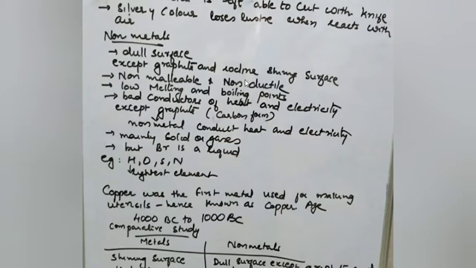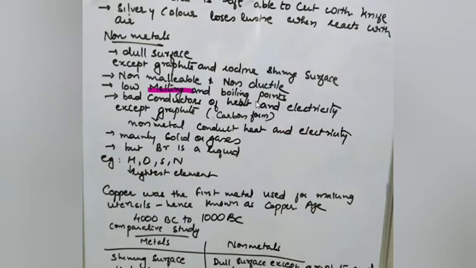Non-malleable and ductile. This property we had already studied. So non-metals are not malleable and ductile, not able to spread into thin sheets or wires, and they have low melting and boiling points, and are bad conductors. So what are the properties that are given in the metals? The reverse is seen in non-metals. Non-metals conduct heat and electricity.